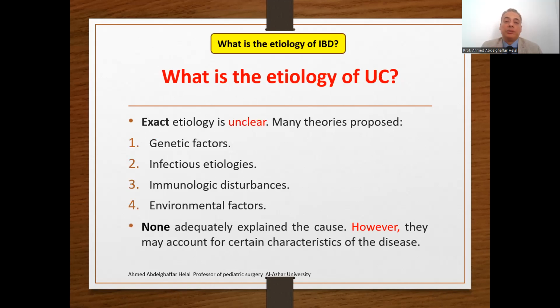What is the etiology of ulcerative colitis? The exact etiology is unknown. However, many theories have been proposed trying to explain the etiology. They suppose that the disease may be genetic, or infectious, or maybe there is an immunological disturbance, or maybe environmental factors are responsible for causing the disease.